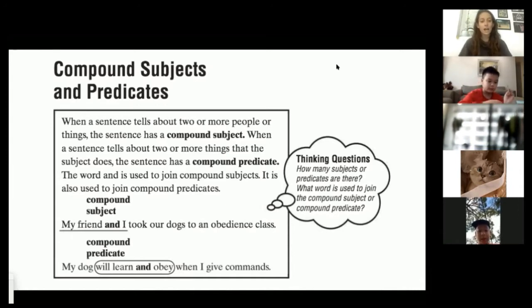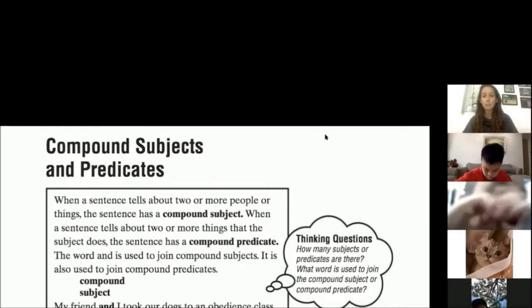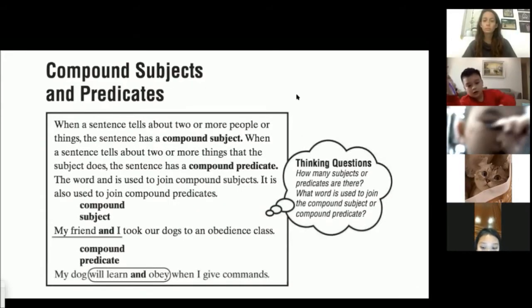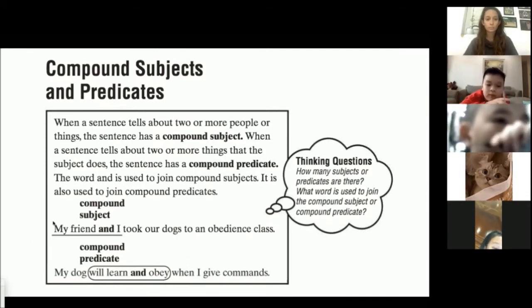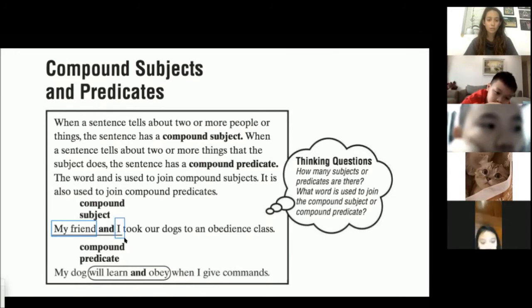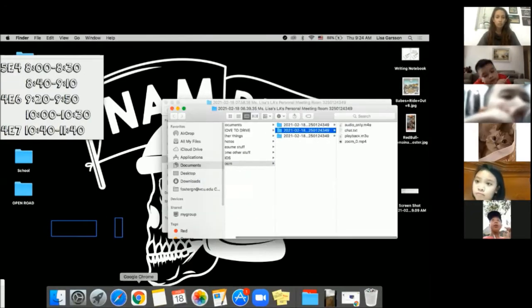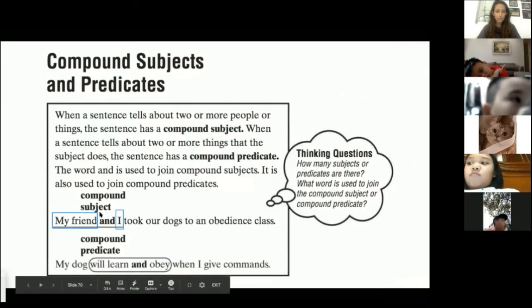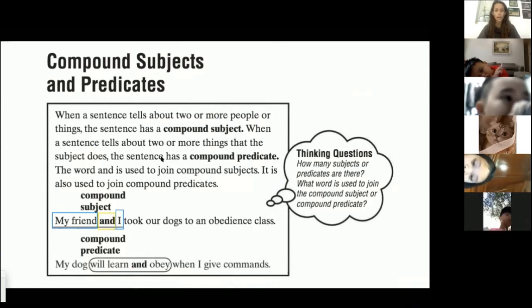My friend and I took our dogs to an obedience class. In this sentence, how many subjects are there? There are two subjects. What are the two subjects? My friend and I. Okay, so my friend, subject number 1. I, subject number 2. And do we have a joining word here, Mikhai? And. Okay, good job. So that tells us that we have a compound subject. Two subjects with a joining word "and."